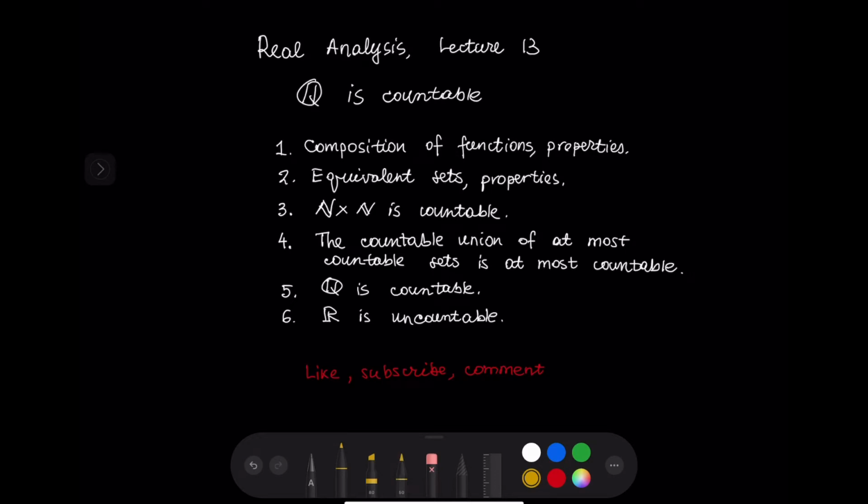Hello everyone, this is lecture 13 in real analysis, and in this lecture we're going to prove that the set of rational numbers Q is countable. So we're going to do this in steps.